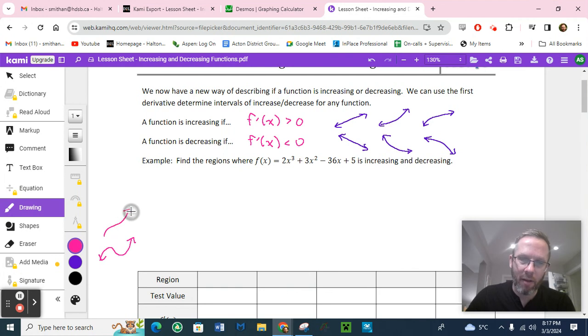or maybe it doesn't have any turning points. Maybe it could look like that. So it could be increasing, then decreasing, then increasing, or it could be always increasing. We don't really know too much until we start looking at the derivative.